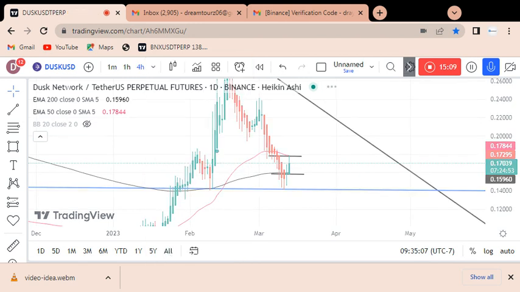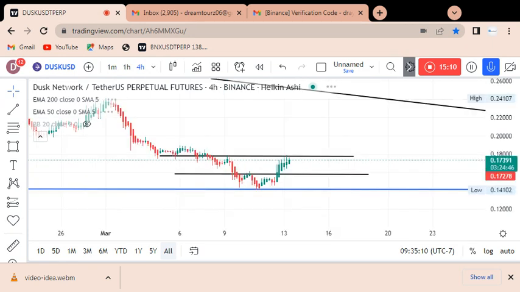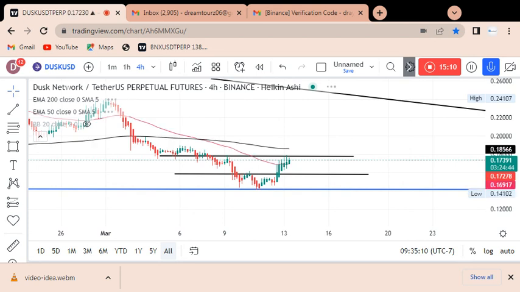4 hours time frame. Sorry, that's what I meant to say. Let's go to the 4 hours time frame right now. So this is what is happening in the 4 hours time frame.